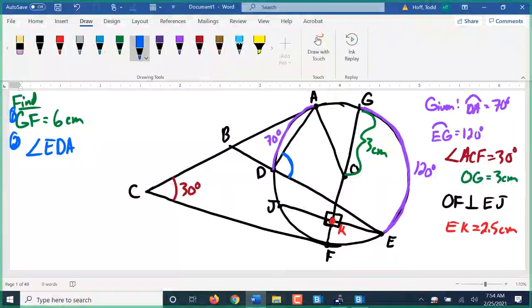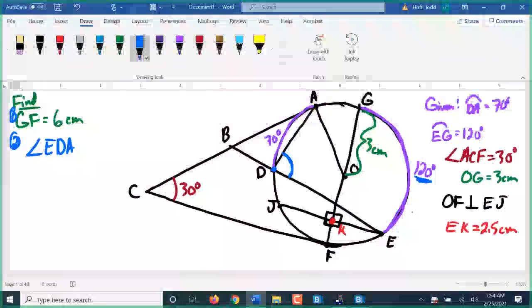To know that angle, it is an inscribed angle. Its vertex is on the circle. If I knew this arc all the way around here, that angle would just be half of that intercepted arc. But right now I don't know the arc. I do know that this piece is 120 degrees. If I knew that piece, I could just add them together to get the whole arc.